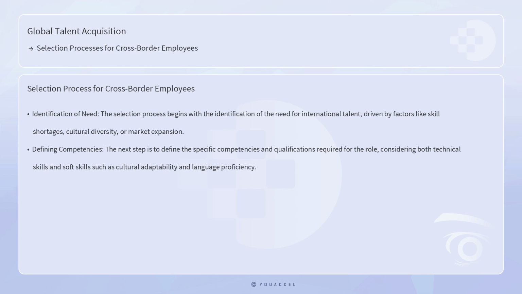The selection of cross-border employees involves several stages, beginning with the identification of the need for international talent. This need can arise from various factors, including the requirement for specific skills not available locally, the desire to enhance cultural diversity within the organization, or the need to establish a presence in a new market. Once the need is identified, the next step is to define the specific competencies and qualifications required for the role. This involves a careful analysis of the job requirements, considering both technical skills and soft skills such as cultural adaptability and language proficiency.